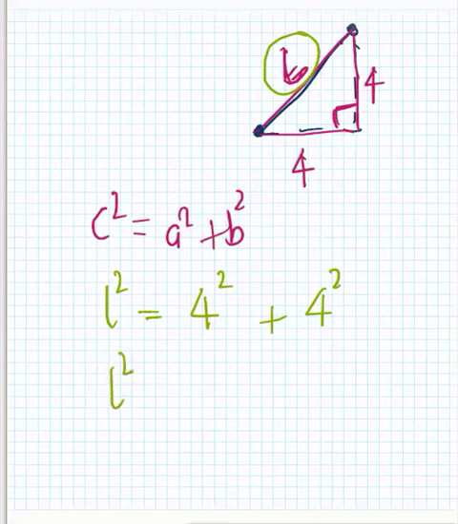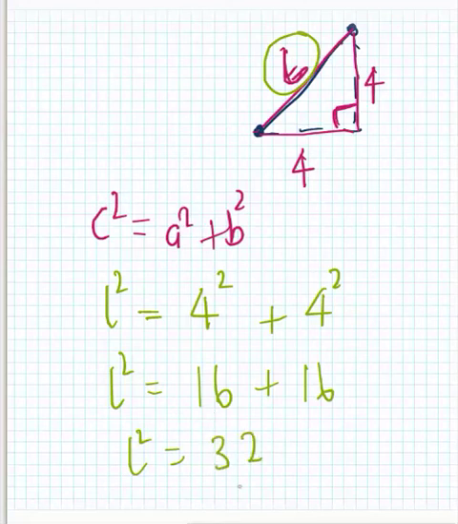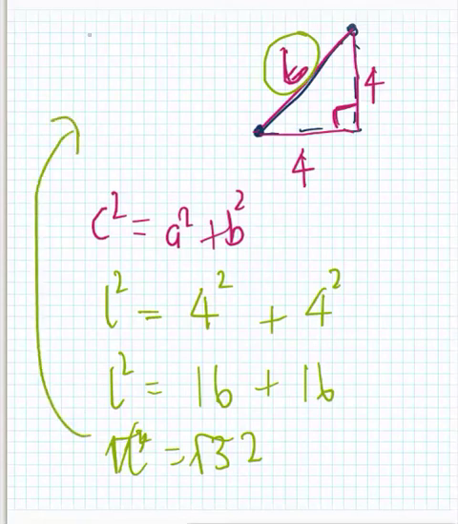Now we've got L squared is equal to 16 plus 16. Then L squared is equal to 32. Now we know the next step: we square root it, which cancels out the square. So the length, I'll just finish it up here, the length of this line segment is the square root of 32.